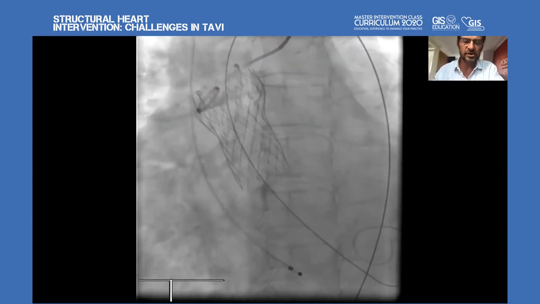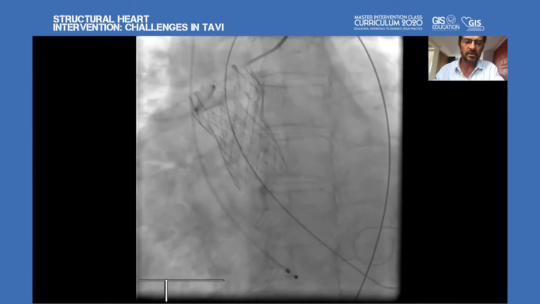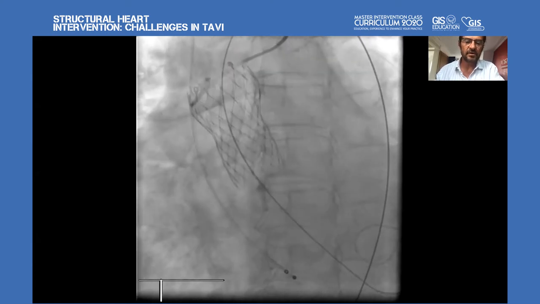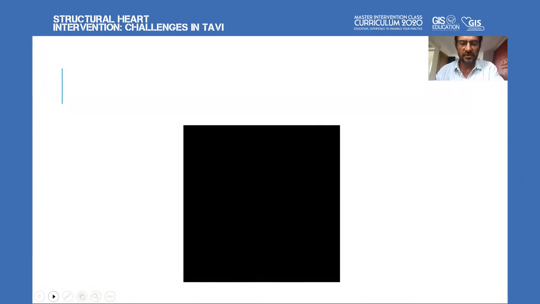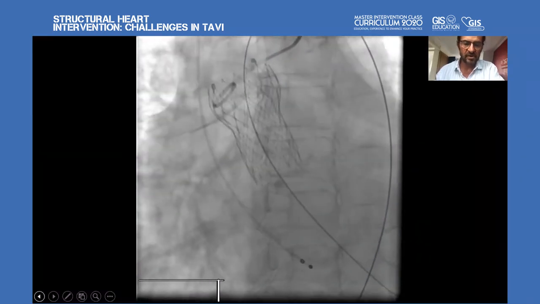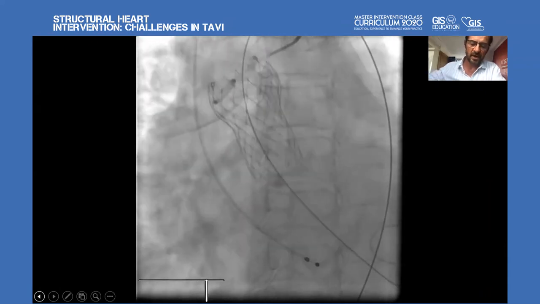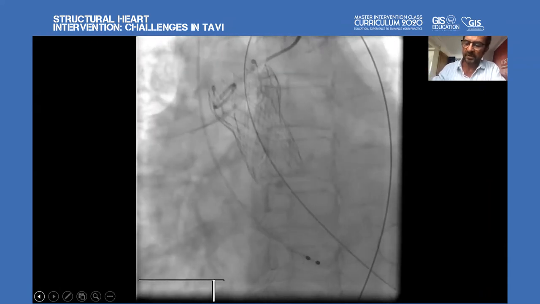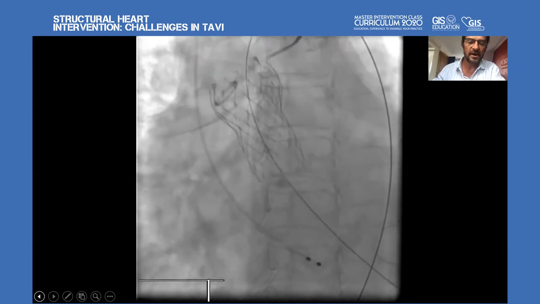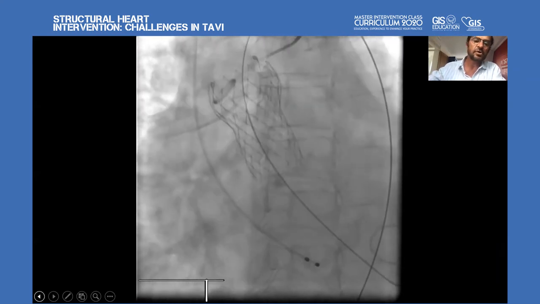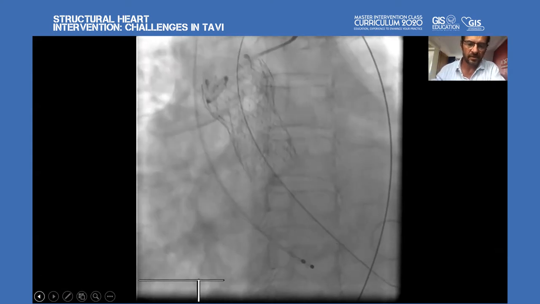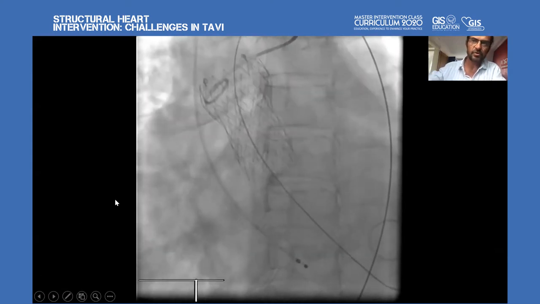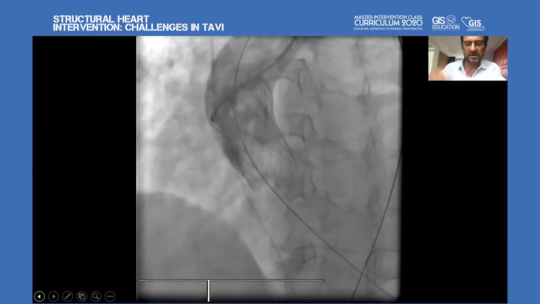So I would first check in emergency the coronary ostia. And if the coronary ostia are fine, then I would put another valve without trying to take out the valve. But then if the coronary ostia are endangered, occluded, then I would in emergency snare the valve to the upper part of the ascending aorta.